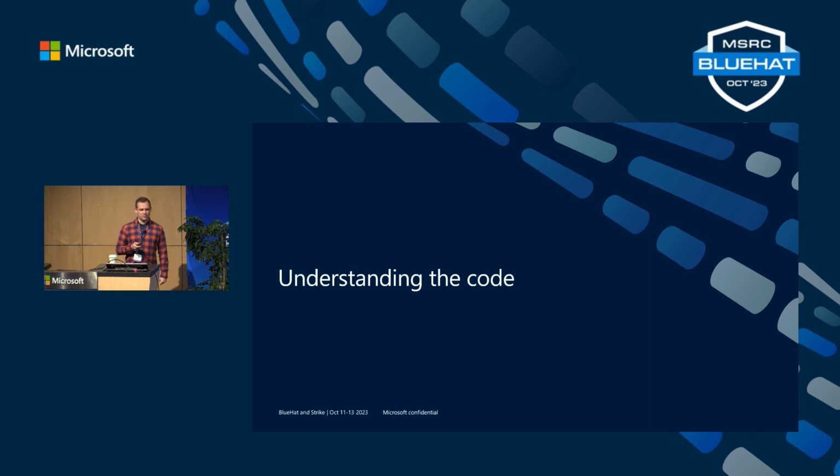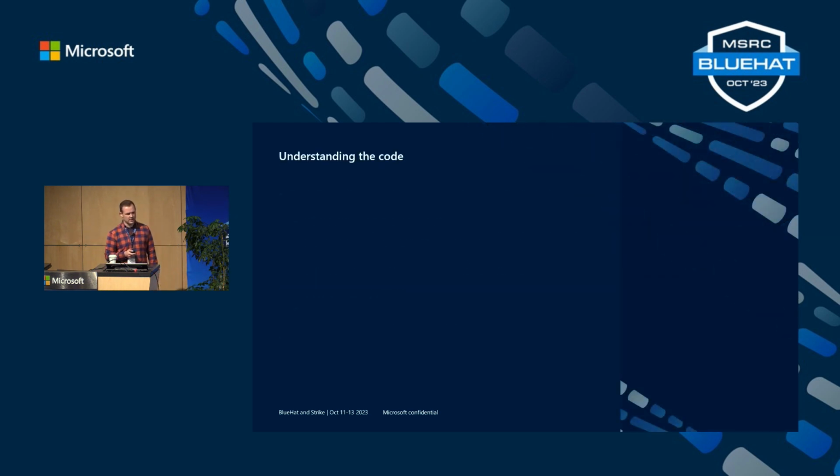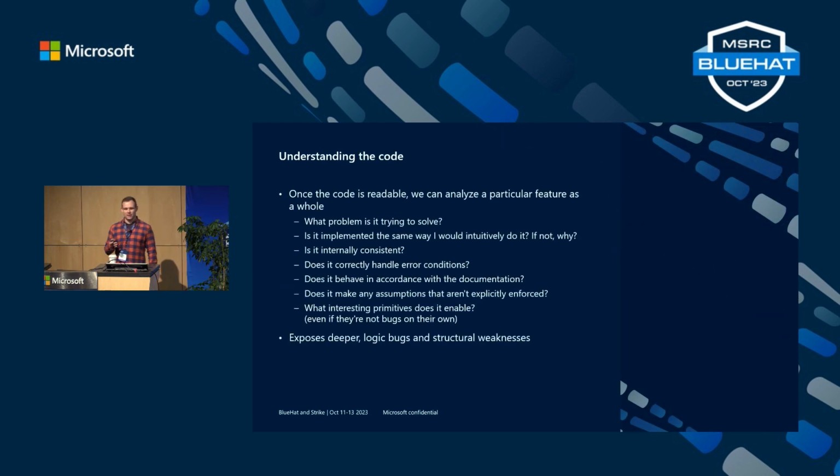So then let's move on to understanding the code. I think that's the most interesting part of this whole process. Once we have code that is readable and we can reason about it, there are many questions that we can ask that can lead us to vulnerabilities. As I mentioned before, what problem is it trying to solve? Is it written in the same way that I would personally write it? That can help you figure out if there is something wrong with the code or something wrong with my own understanding.